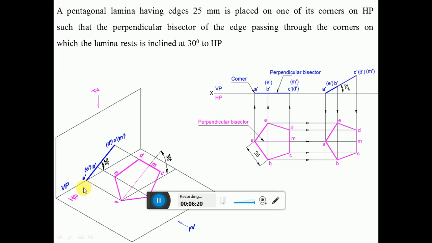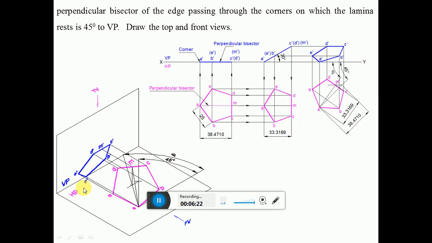Then we will go to the next question. The perpendicular bisector passing through the corner on which the lamina rests is 45 degrees to VP. The perpendicular bisector on which the lamina rests is A dash M dash, and this A dash M dash is inclined to VP at 45 degrees, he mentions. So here also he has given the true inclination. But since this perpendicular bisector is inclined to HP, I am getting the apparent length here.